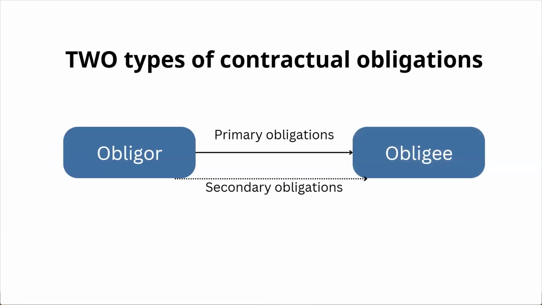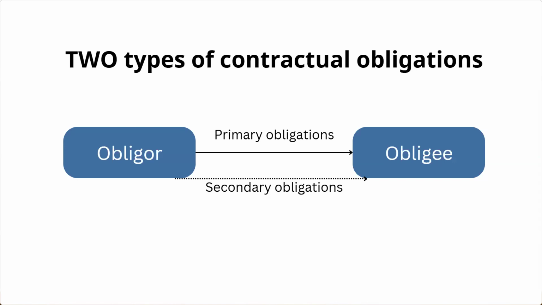Now, let's look at different types of contract terms like liability or indemnity. But before that, you need to understand the implication of contractual obligations. When we have the contract, then it creates the obligation. Obligation could be primary or secondary.